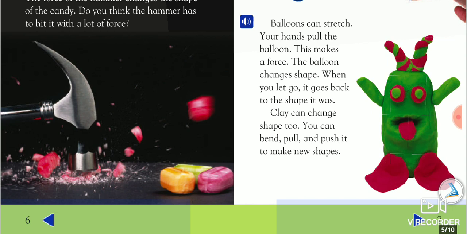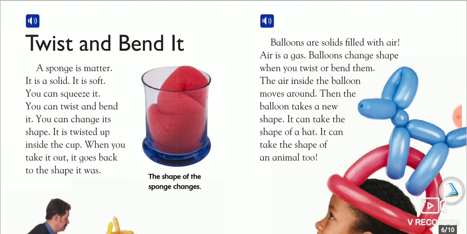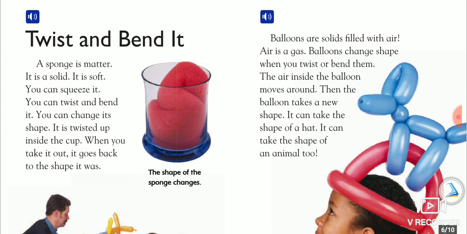Clay can change shape too. You can bend, pull, and push it to make new shapes. Twist and bend it. A sponge is matter. It is a solid. It is soft. You can squeeze it. You can twist and bend it. You can change its shape.